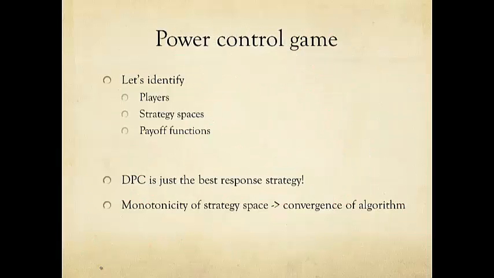Now back to our power control problem. We said power control is competition, and competition can be modeled as a game. So what kind of game are we talking about here? Well, let's identify the set of players first. That's the logical link or the transceiver pair, and there are n of them.